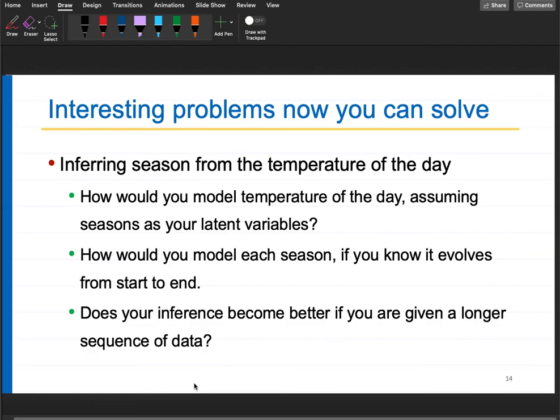How would you model each season if you know it evolves from start to end? Basically what it means is, now each season is also evolving. Like summers also start at some time, then attain a peak and then decay. Then the monsoons will start, they will attain a peak and then they will decay. So even within each season there is variation. How will you do that?